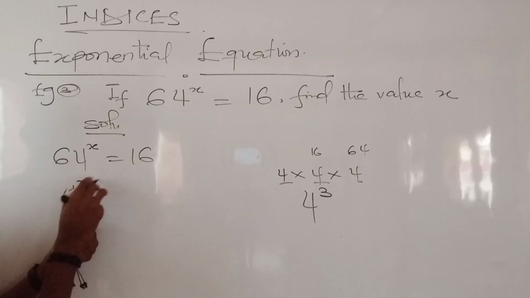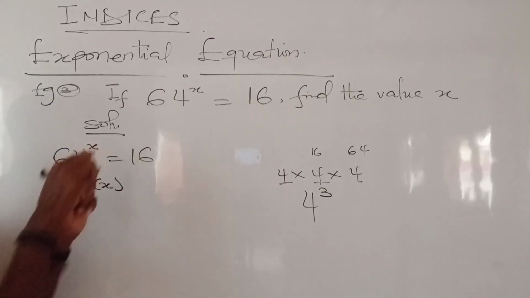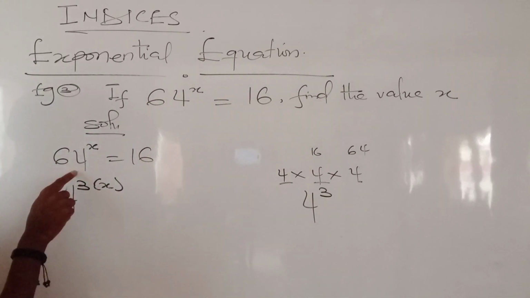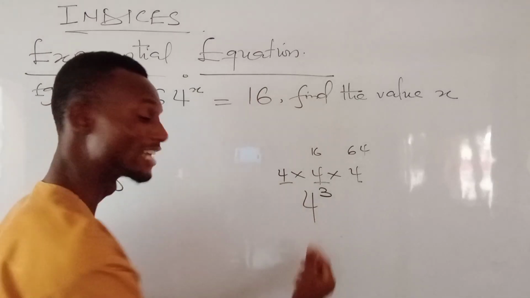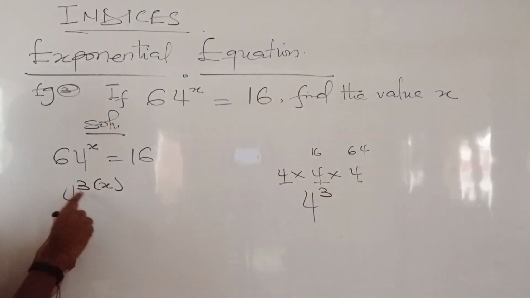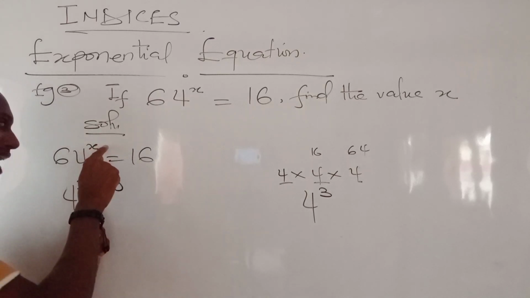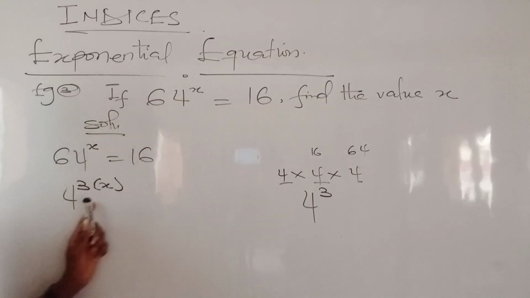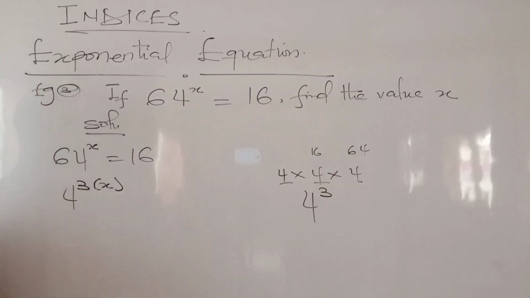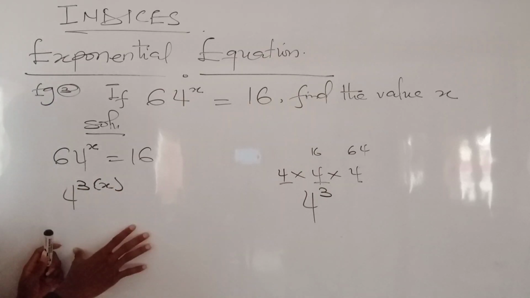So it will be 3 into brackets s. Very important, so don't omit the s, because it's part of the question. All that we did is write 64 as 4 to the power 3. And this power 3 needs to multiply the power s which is already there. So it's 3 into bracket s, because the bracket means multiplication. So that's how to go about it.